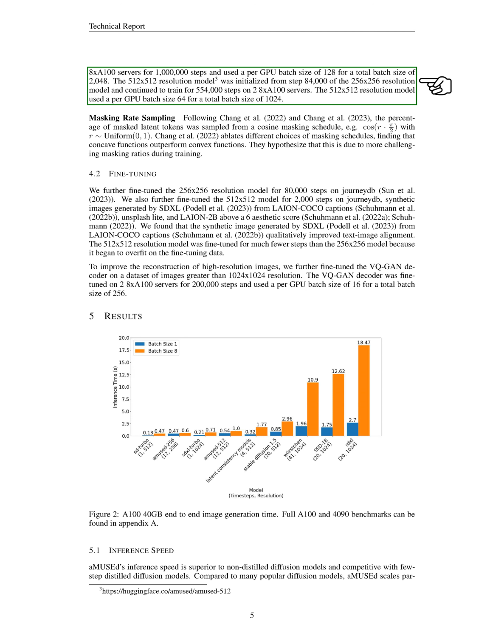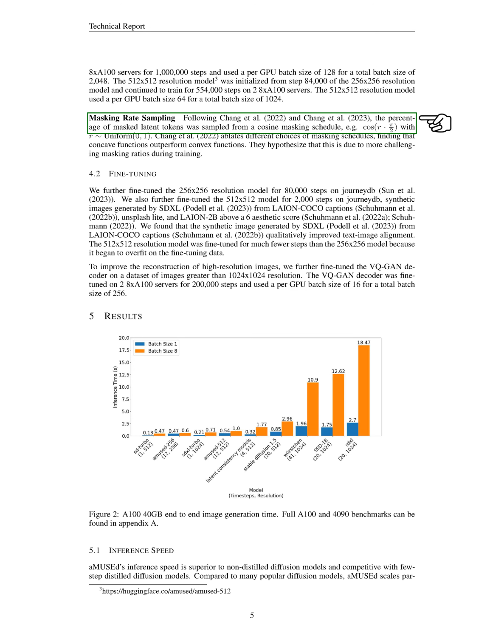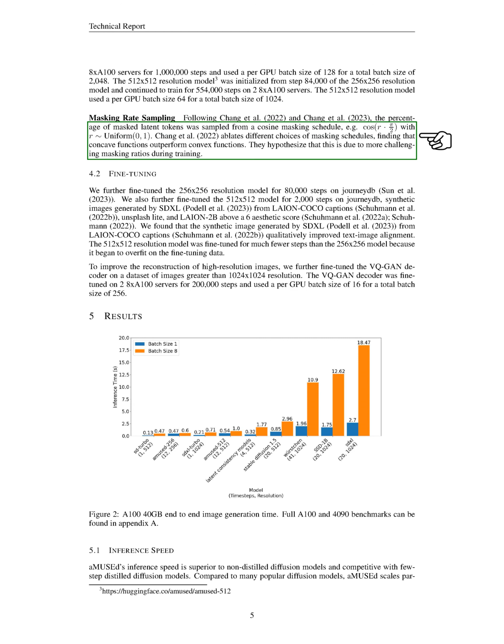The 512 by 512 resolution model was initialized from step 84,000 of the 256 by 256 resolution model and continued to train for 554,000 steps on two 8xA100 servers. This model used a per GPU batch size of 64 for a total batch size of 1024. Finally, we sampled the percentage of masked latent tokens from a cosine masking schedule. We found that concave functions outperformed convex functions, possibly because they present more challenging masking ratios during training.